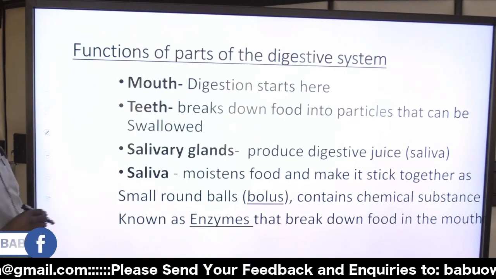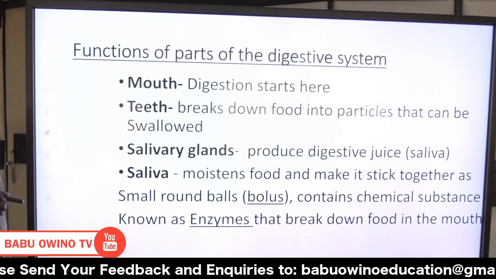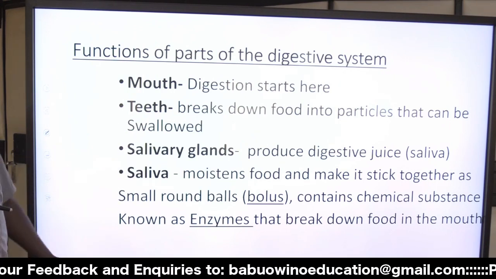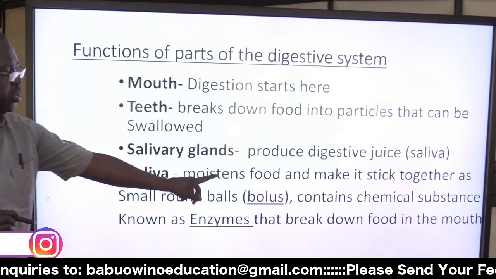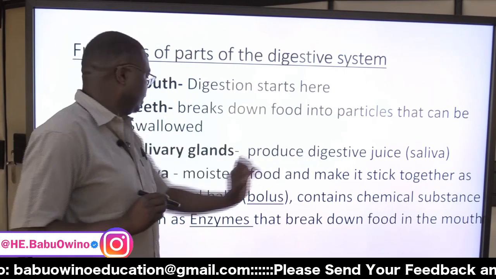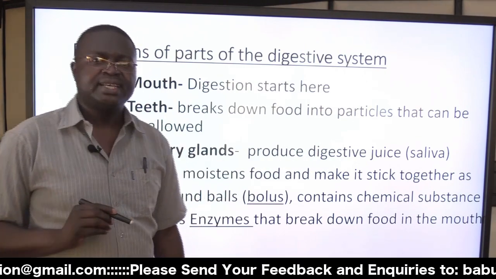At the mouth, digestion starts. Teeth break down food, what we call mechanical digestion. Then salivary glands produce digestive juice, in this case saliva. Saliva moistens food and makes it to stick together in small round balls called bolus, which contain enzymes.